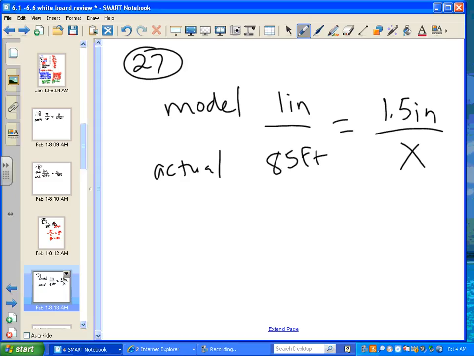Neil, you probably did the same thing for 28. Yeah, and again, keep them as feet if you're using scale and actual. Okay, anyone else?